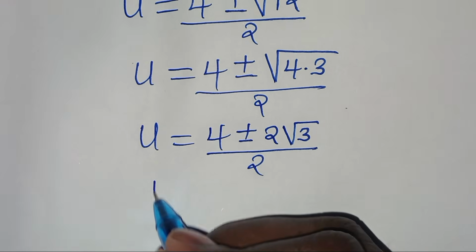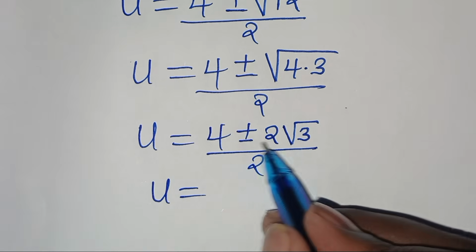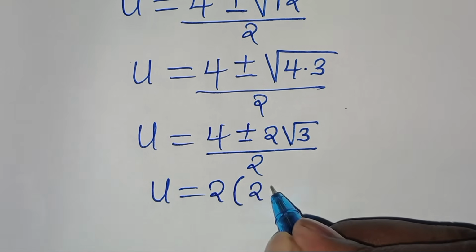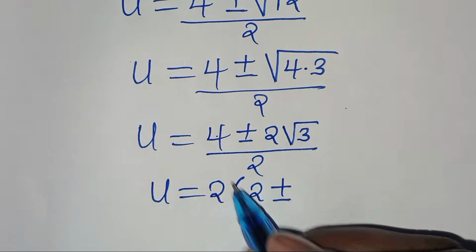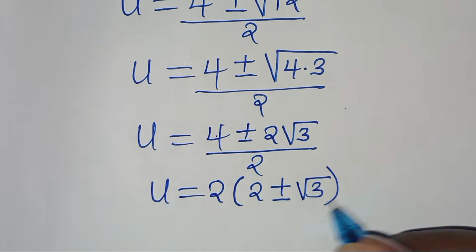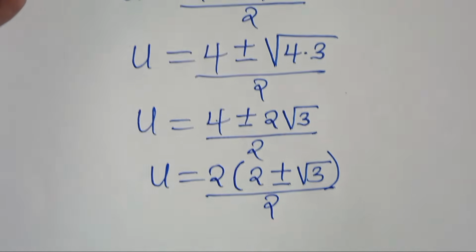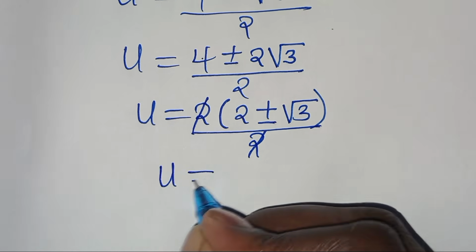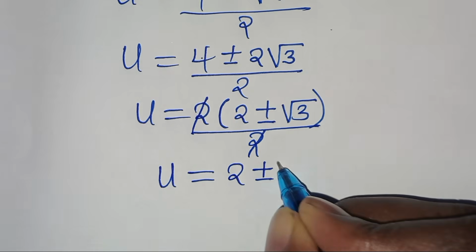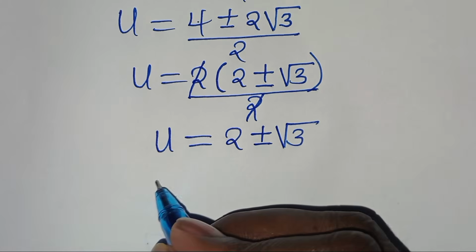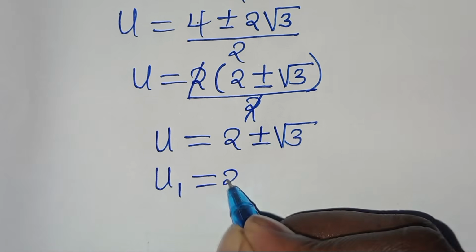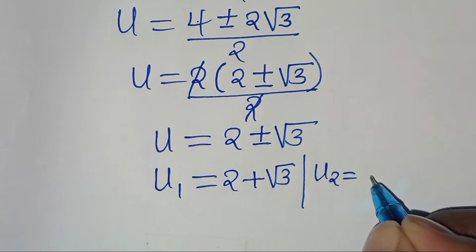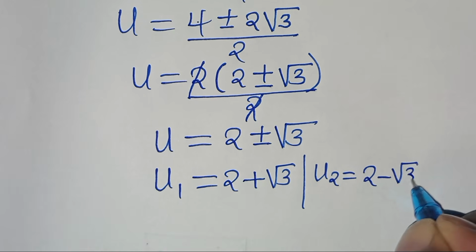Now in the numerator, 2 is common, so we can factor out 2, so that we have 4 divided by 2, which is 2, plus or minus 2 square root of 3, everything divided by 2. Now let's simplify 2 and 2, so that u is equal to 2 plus or minus the square root of 3. So we have two values of u: u1 is equal to 2 plus the square root of 3, and u2 is equal to 2 minus the square root of 3.